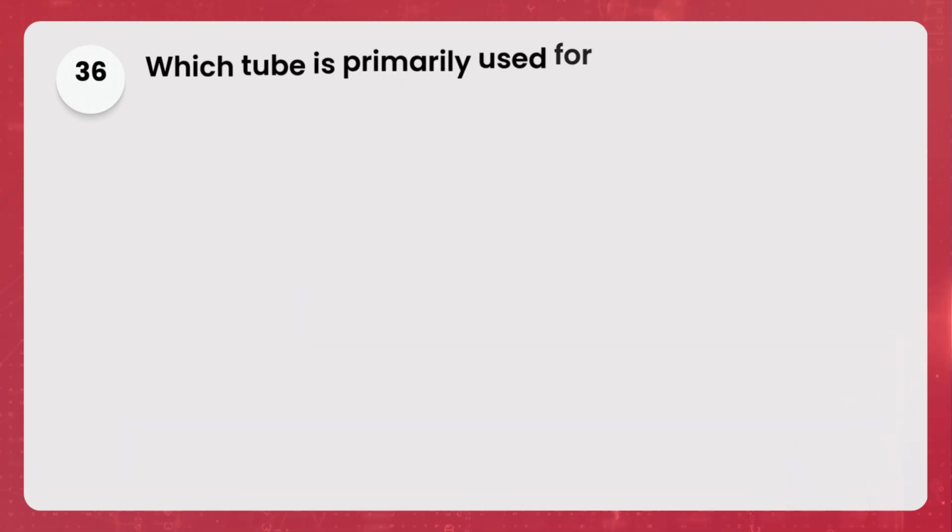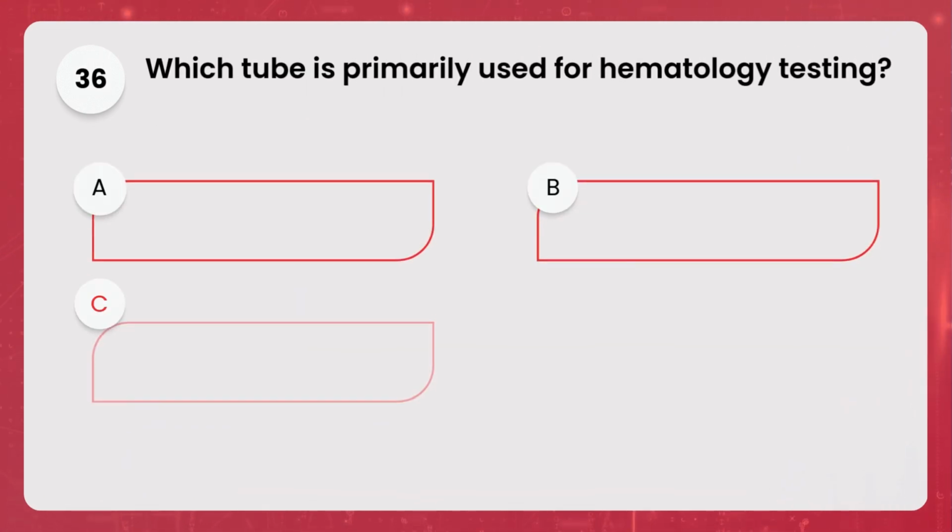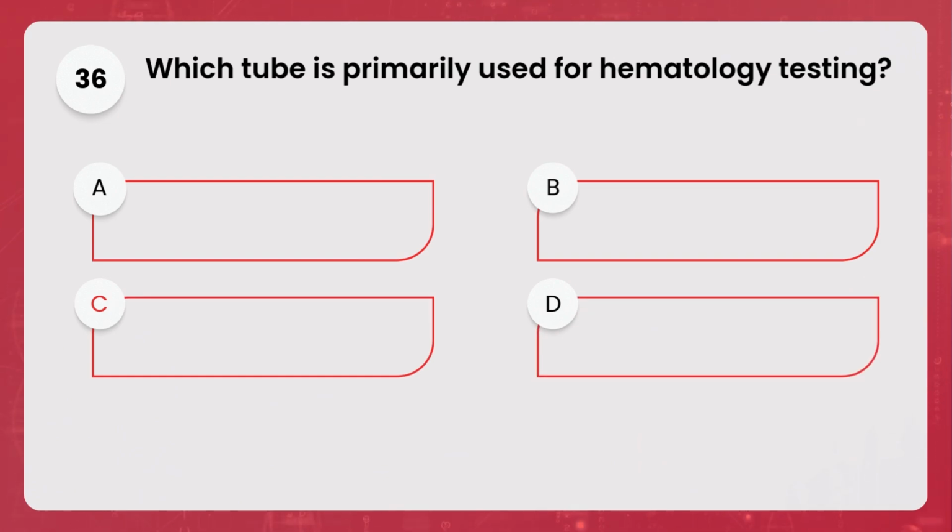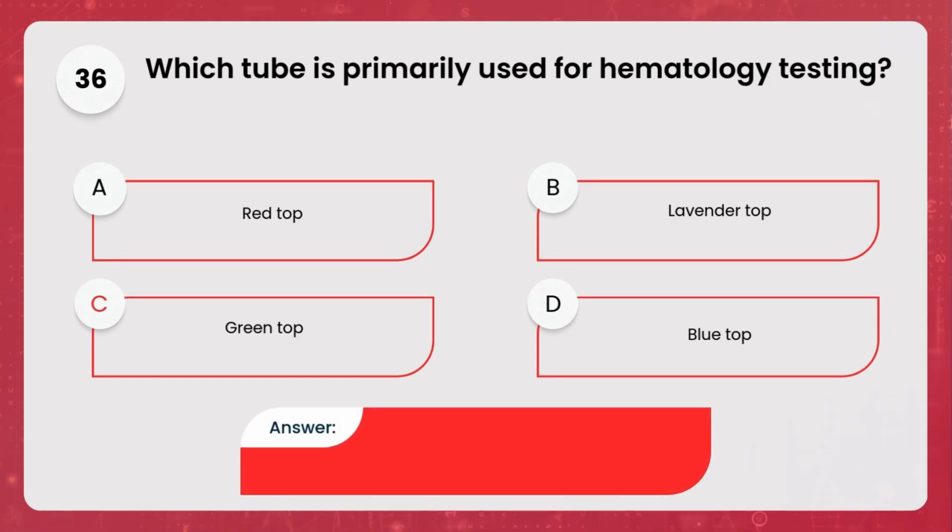Number 36. Which tube is primarily used for hematology testing? A, red top. B, lavender top. C, green top. Or D, blue top? The answer is B, lavender top.